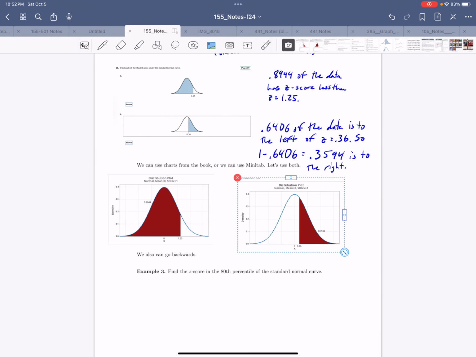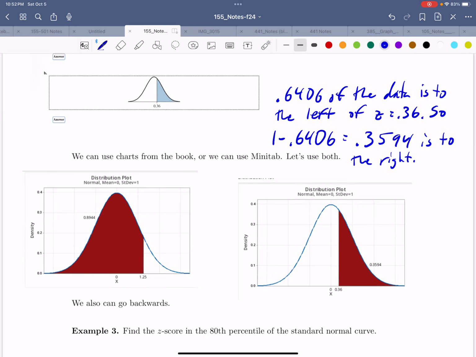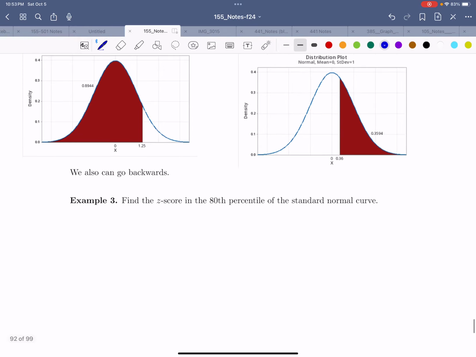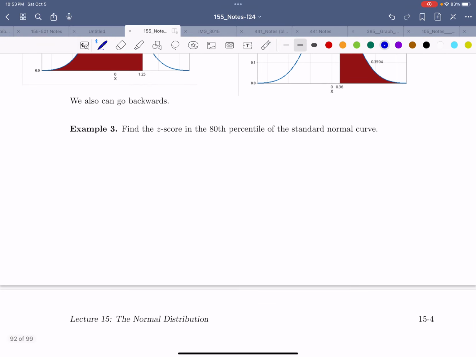Right. But the point is that no matter how you do it, you should get the same answer. Now, here's another example. Find the z-score in the 80th percentile of the standard normal curve. So for this one, again, I'm going to show you how to use both techniques. Remember, we're looking at the 80th percentile, okay?